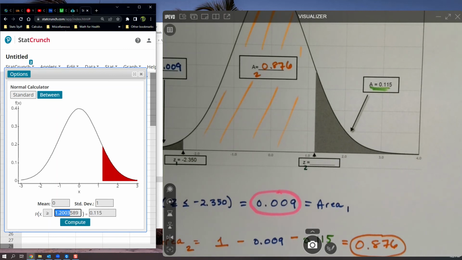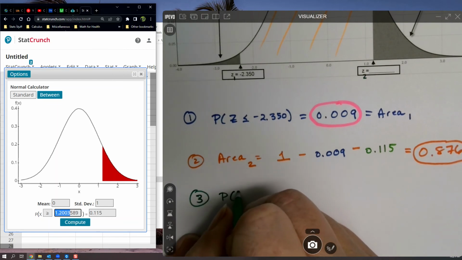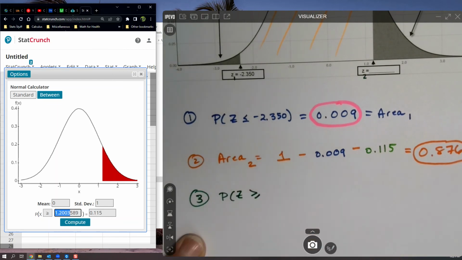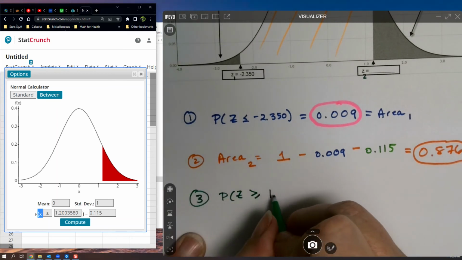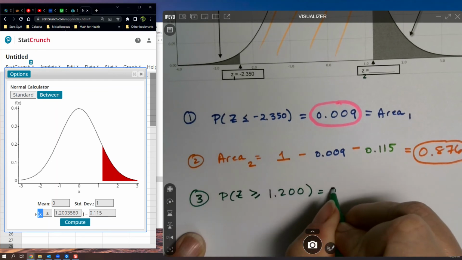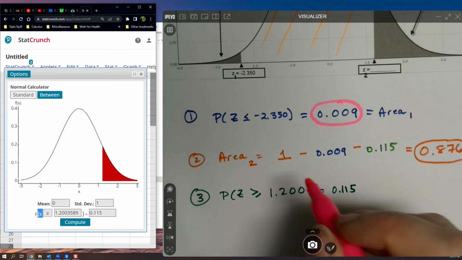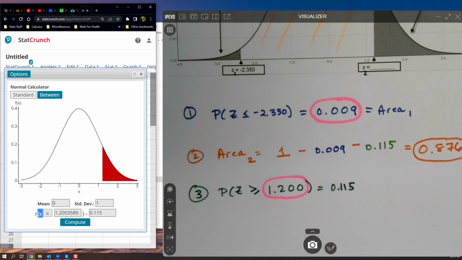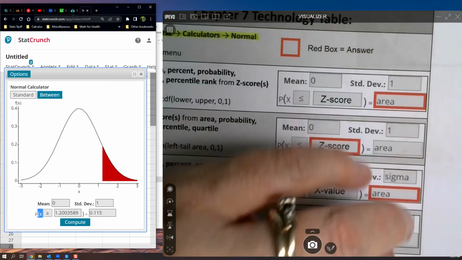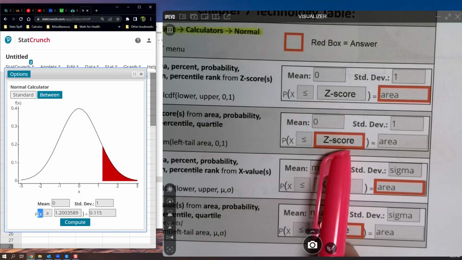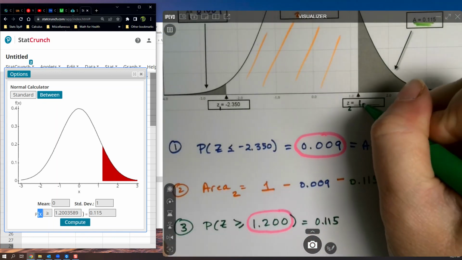1.200 if I'm only doing 3 decimal places. So let me write that out. So the probability that z is greater than or equal to, right, again, I'm copying, P(z ≥ 1.200) = 0.115. And the answer is actually the 1.200. That's the answer. Just like it shows us on this chart, right? We circle this piece, right? This piece, the z-score is the answer. Right? So that z-score right there is 1.200.